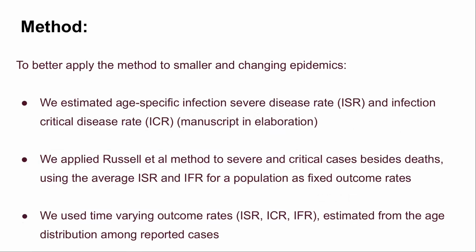Therefore, to better apply the method from Russell et al. to smaller and changing epidemics, we first estimated age-specific rates of severe and critical disease among infected individuals. Then we applied Russell's method to reports of severe and critical cases, besides deaths, using the average rates of severe and critical disease as fixed outcome rates. Finally, we extended the method to use varying outcome rates for the three different kinds of outcomes, which were estimated from the time-varying age distribution of the reported cases.